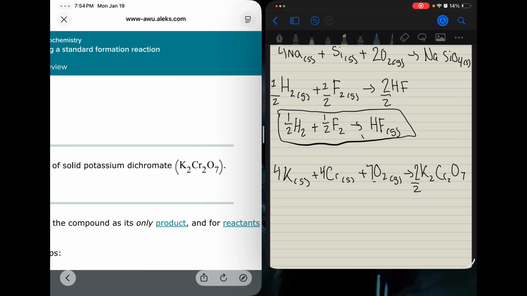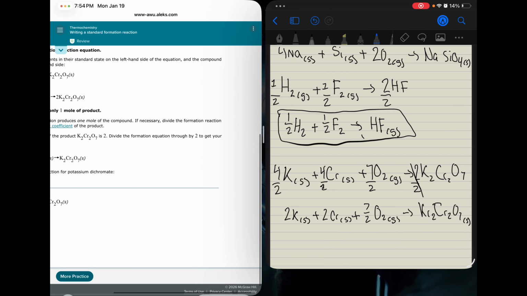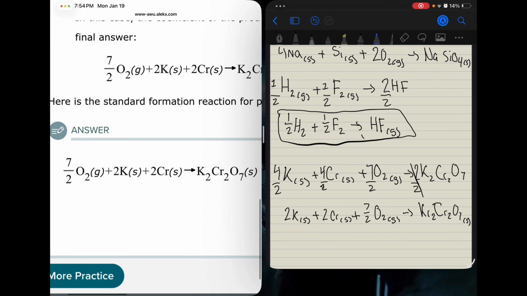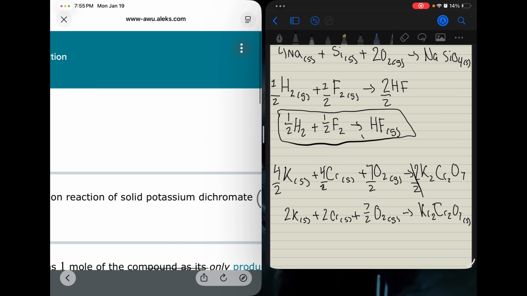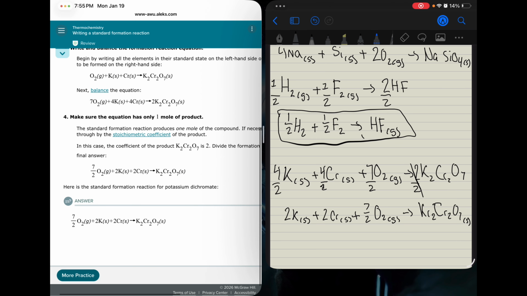And then now we have to divide by the product's number, 2. So the answer will be 2K plus 2Cr plus 7/2 O2, and then here we get K2Cr2O7. And that will be our answer here. You see? They have 2K, Cr2. Yes. And this is how you do solid potassium dichromate. That's how you write the standard formation reaction.